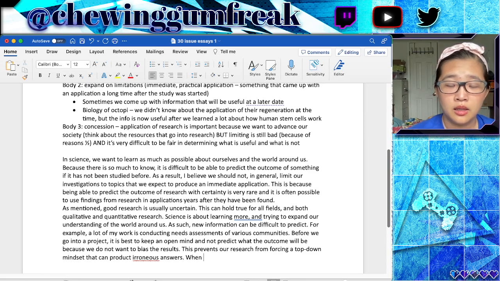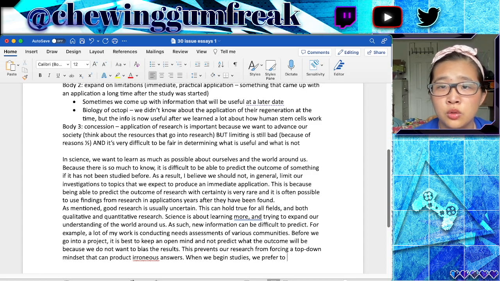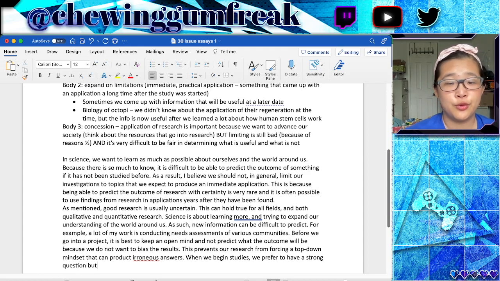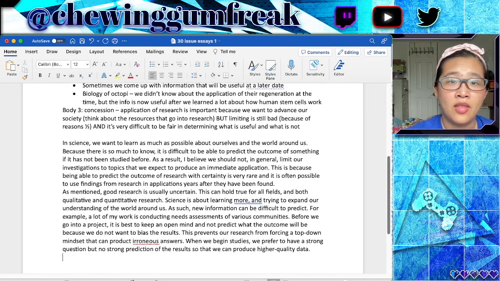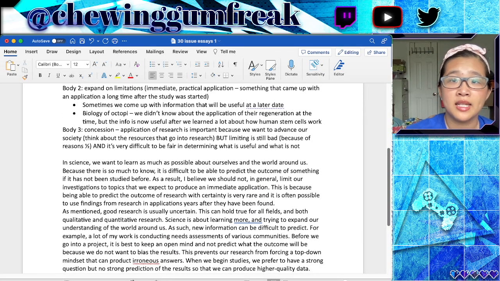When we begin studies, we prefer to have a strong question, but no strong prediction of the results, so that we can produce higher quality data. All right, and then moving on to expanding the limitations.